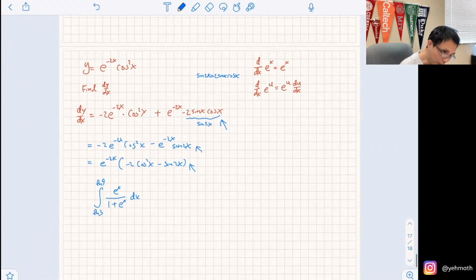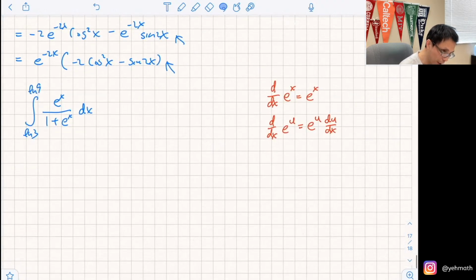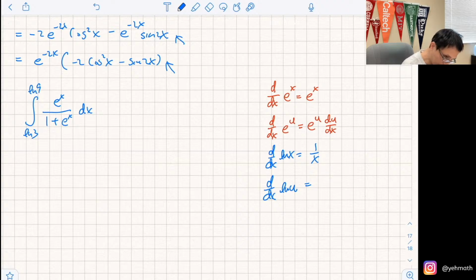So let me review a couple of skills that you're supposed to know. First, you need to know how to do this. Second, do you know how to take the derivative of natural log of x? What is it? 1 over x, good. The derivative d dx of natural log of u is du over u, right? So u prime over u.